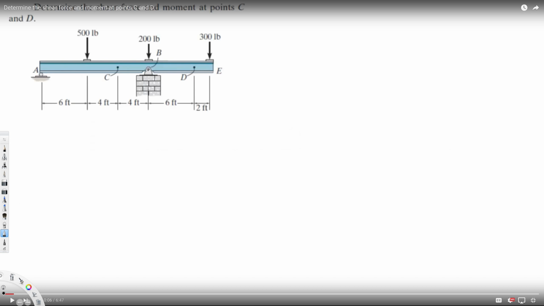So first of all, the question is asking us to determine the shear force and the moment at points C and D. First, let's put all the forces acting on it. Point B can have two forces, vertical and horizontal, let's say By and Bx, and this can only have a vertical force, so let's say this is Ay.